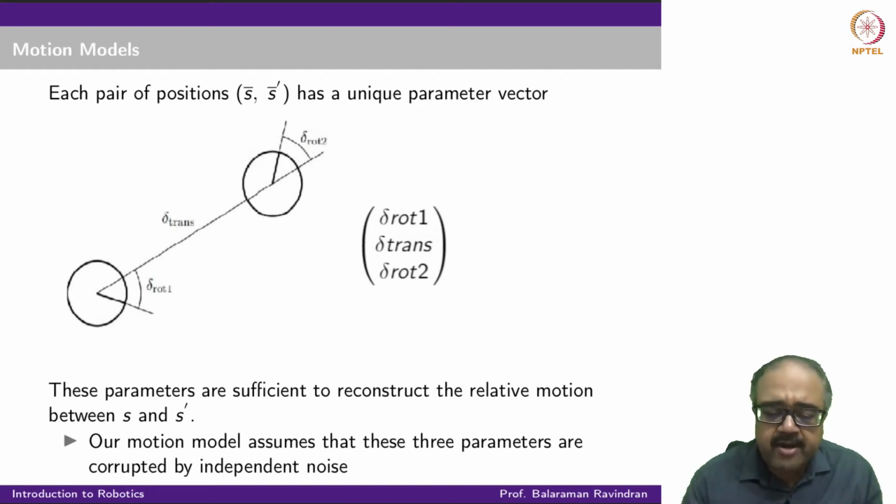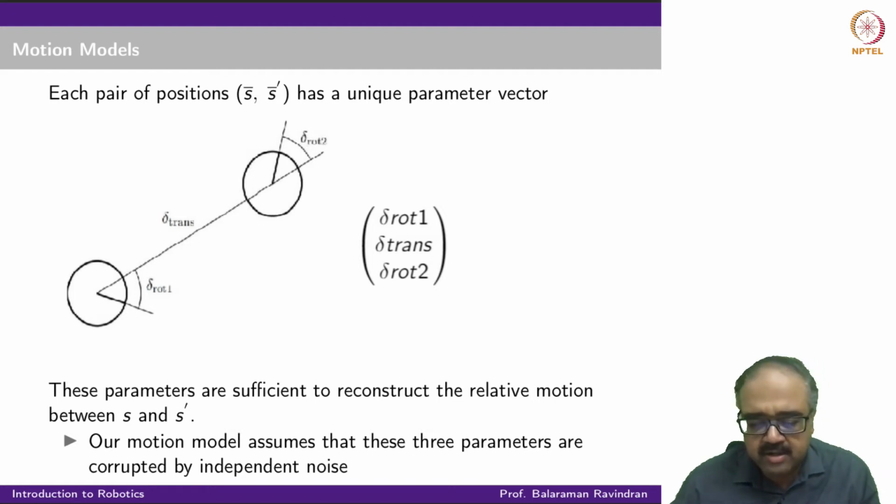So, given any pair of positions S bar and S bar prime, which are any two poses, I can reduce it into a unique delta rotation 1, delta trans, and delta rotation 2, and for every pair of states I can recover this. And then, just as I did in the velocity motion model, I am going to assume that there are independent sources of noise for all the three, and my overall probability is given by the product of these three noises.